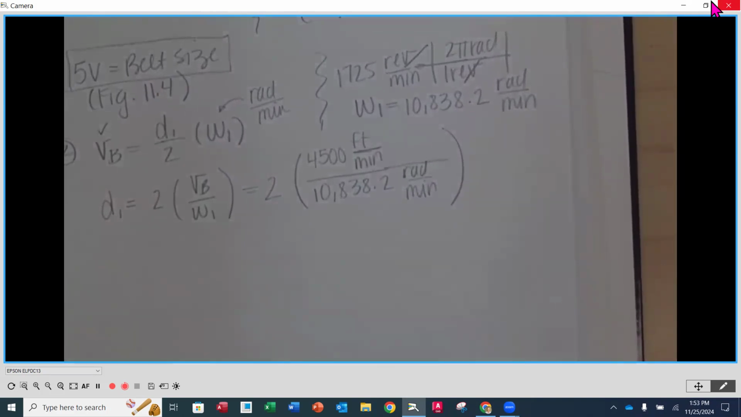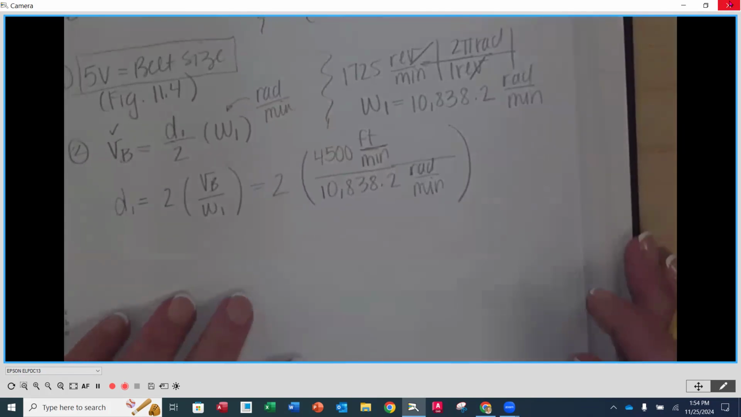Same number? Depends on what you use for pi. Remember, when we're talking about tens of thousands of things, 0.3 of a radian per minute is not going to make a big difference. Okay, so it looks like, yep, Emily's got that as well.